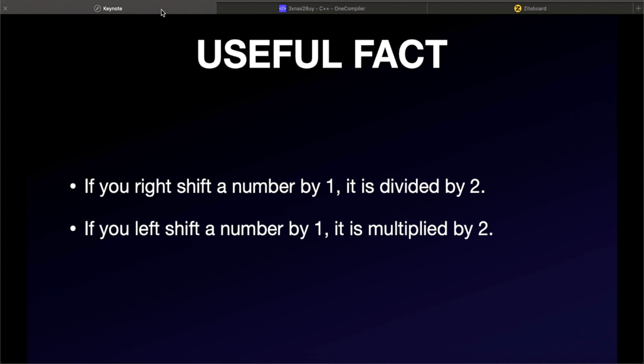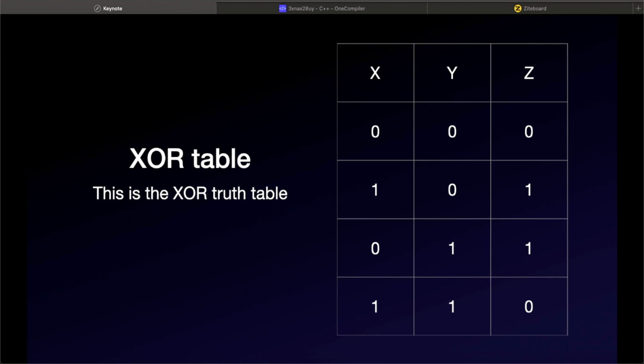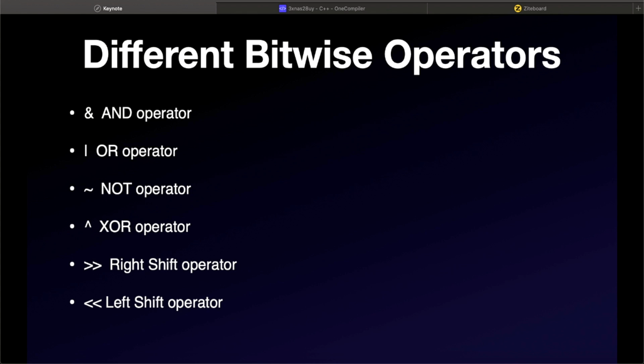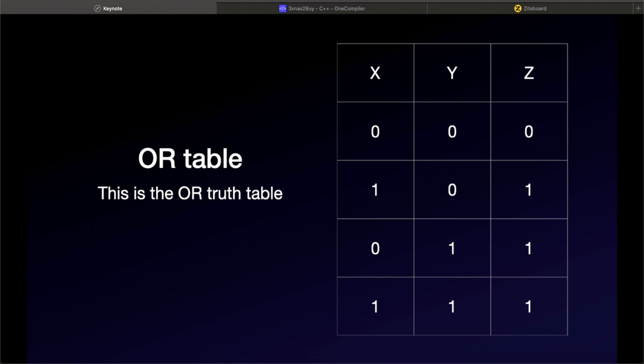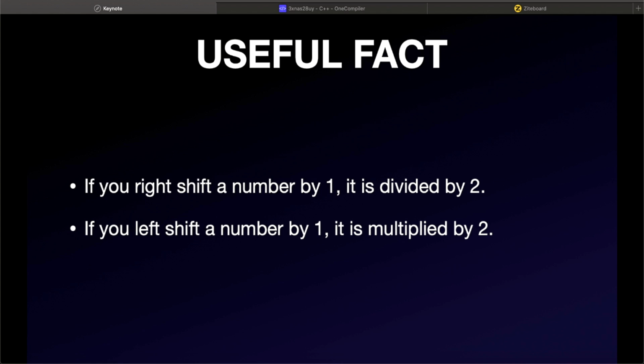So there is that, and that was it for today. We talked about bit manipulation and how it can work, and the operators regarding bit manipulation, bitwise operators, that is. We talked about AND, OR, XOR, NOT table. We looked at left shift and right shift, and we even understood how to divide and multiply a number by 2 by using right shift and left shift.